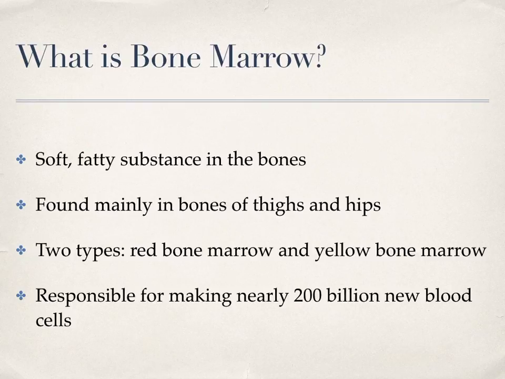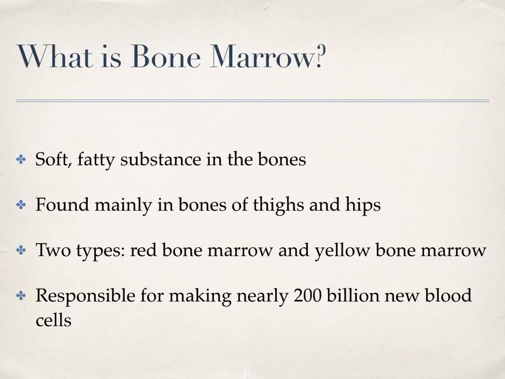What is bone marrow? So bone marrow is flexible tissue in the interior of our bones, and that flexible tissue is made up of a soft fatty substance. Bone marrow is found mostly in the bones of thighs and hips, but could be found in any of the flat bones, for example, the sternum.